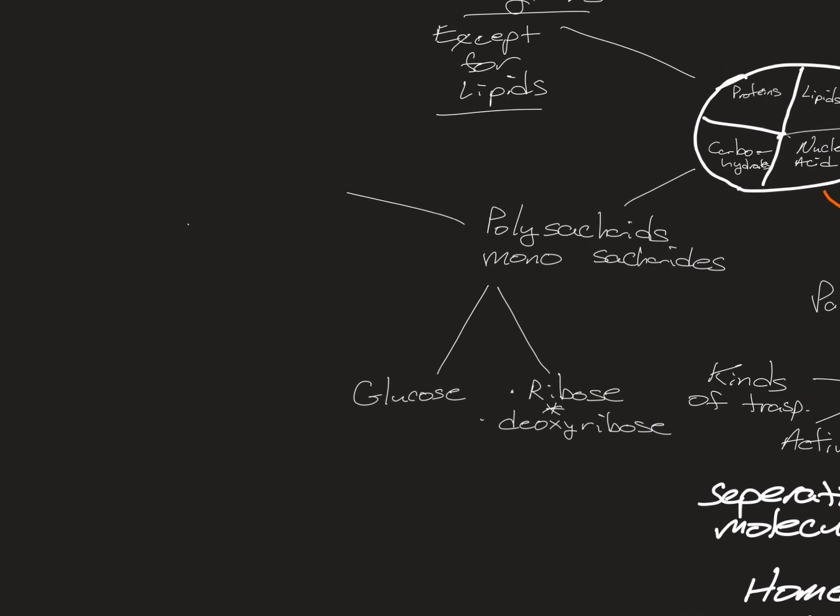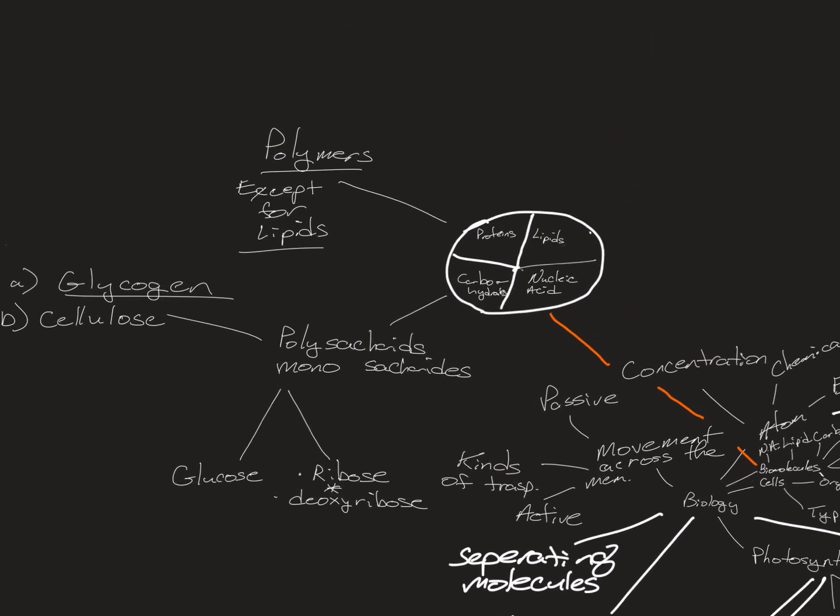With polysaccharides, we know we have glycogen, and that's A. And then we know we have B. That's one of the important polysaccharides we talk about. Cellulose is the other one. But there's a bunch of different polysaccharides. Just important to know that those are important ones.